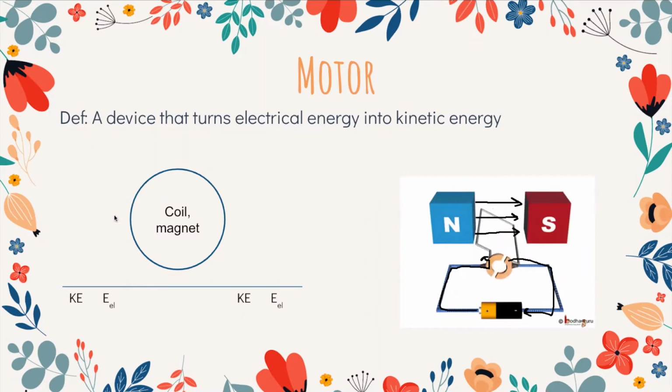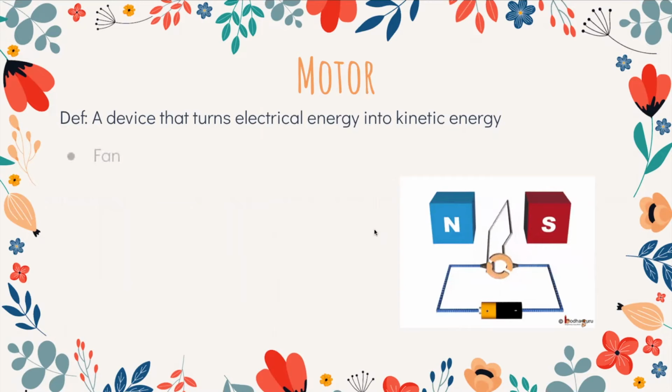In this case, it's turning electrical energy from the battery into kinetic energy of the coil. Please notice I left off the P for the potential in electric energy because this is not potential energy. These electrons are actually moving. And since they're actually moving, it's not potential, it's just regular electrical energy. So electricity turns into kinetic energy in a motor.